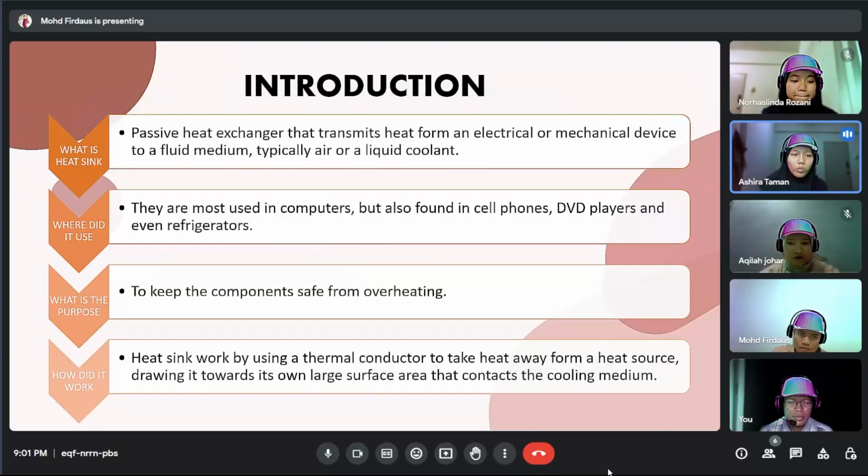For the introduction: what is a heat sink? A heat sink is a passive heat exchanger that transmits heat from an electrical or mechanical device to a fluid medium, typically air or a liquid coolant. Where is it used? They are most used in computers, but also found in cell phones, DVD players, and even refrigerators. Its purpose is to keep the component safe from overheating. How does it work? A heat sink works by using a thermal conductor to take heat away from a heat source, drawing it towards its own large surface area that contacts the cooling medium.